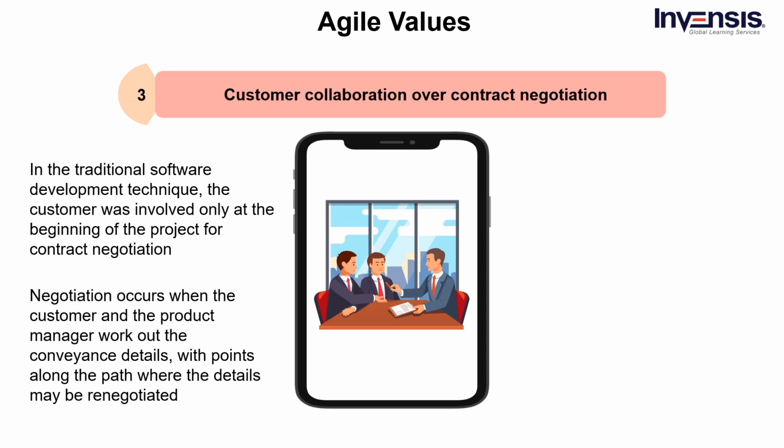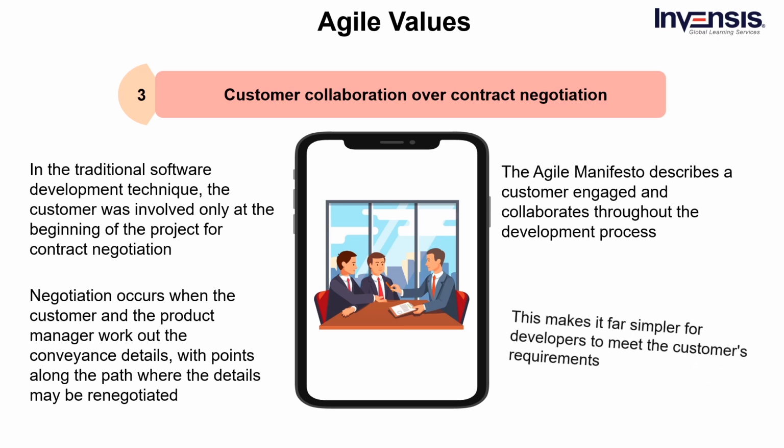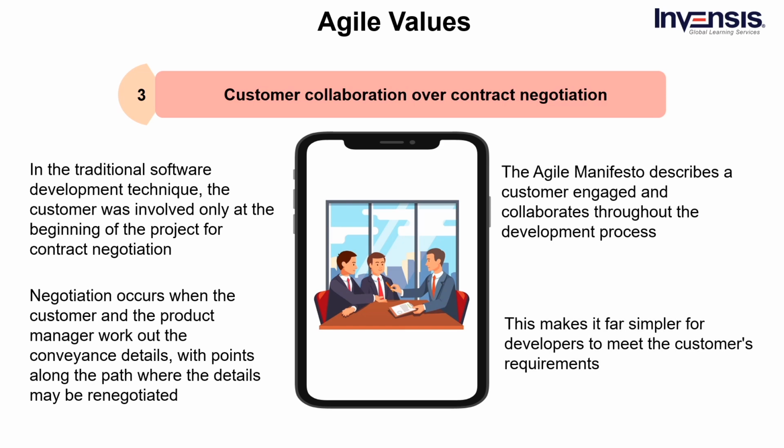With development models like waterfall, customers negotiate the requirements for the product, often in great detail, before any work starts. The Agile Manifesto describes a customer who is engaged and collaborates throughout the development process. This makes it far simpler for developers to meet the customer's requirements. For example, Agile methods might include the customer at intervals for periodic demos. Still, a project could just as easily have an end user as a daily part of the team and attend all meetings, ensuring the product meets the customer's business needs.